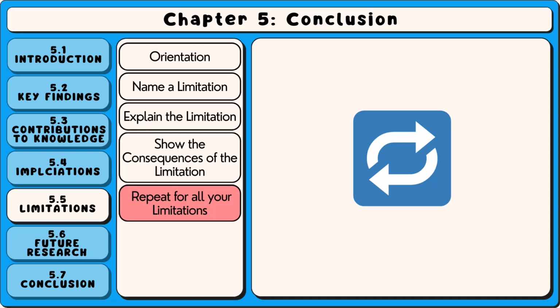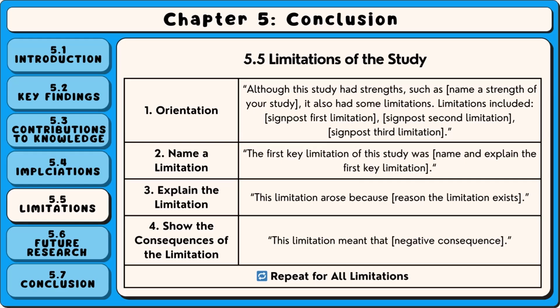Finally, repeat for all of your limitations. Again, make sure that you cover multiple limitations, not just one, to demonstrate depth of knowledge and understanding of your topic. That brings us to an end of section 5.5, Limitations of the Study. In this section, you should have provided an orientation that outlined all of your key limitations, named each limitation and explained each limitation in detail, and shown the consequences of each limitation.